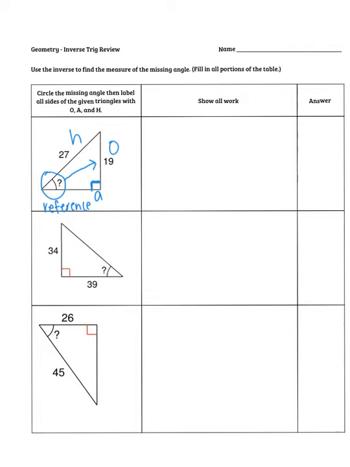Now that we have all 3 things labeled, the next step is to write out what we're given and what we need, just like we had to do on the IXL. What we're given is the opposite, and we are given the hypotenuse. What we need to find is the angle. When we need to find an angle, that's my hint that I have to use inverse. So let's figure out what is relating O and H.